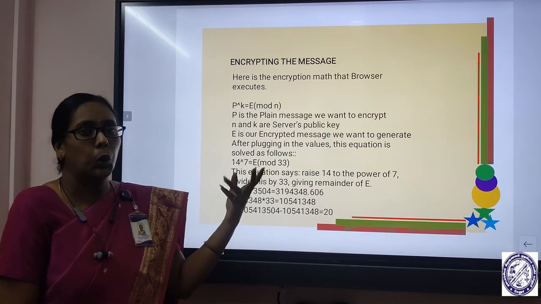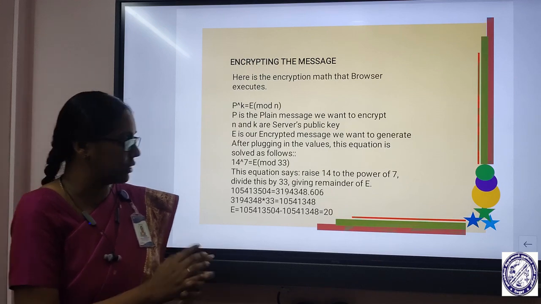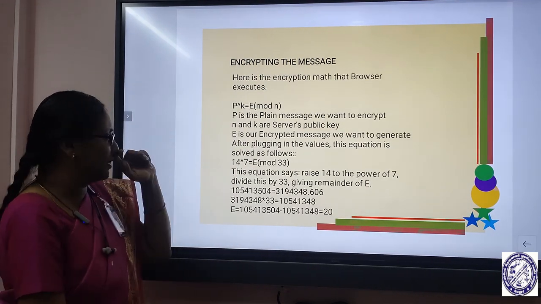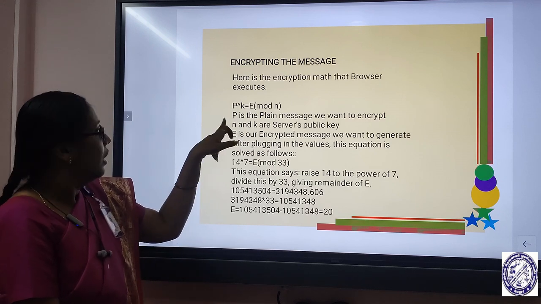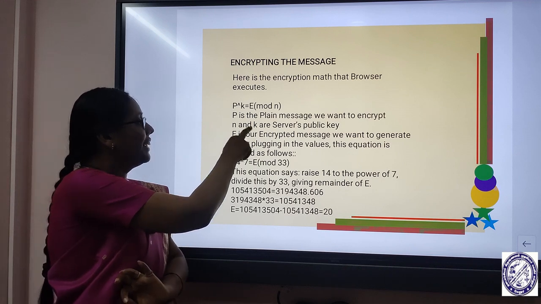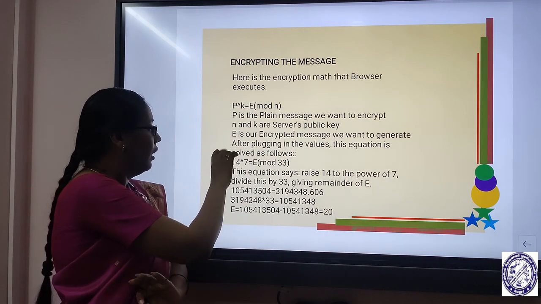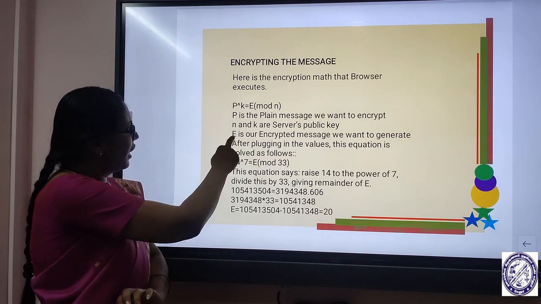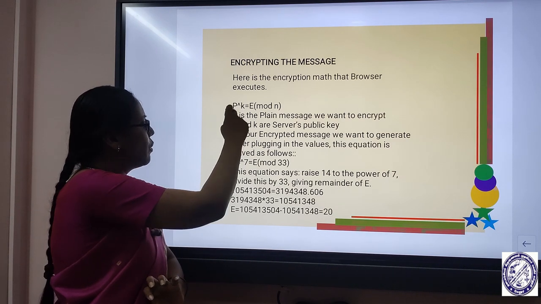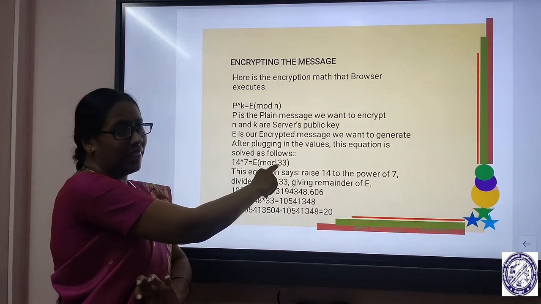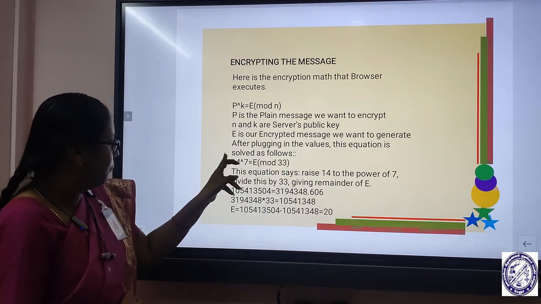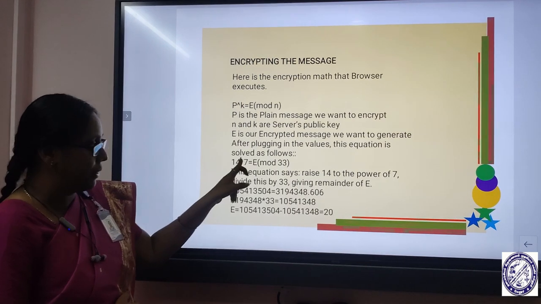This will encrypt to give some value as the ciphertext. So here E is the encrypted message. We get the final answer. We need to substitute k and n here. So n and k are the server's public key. We already saw that. Then here I substitute p equal to 14, k equal to 7, n equal to 33 in the formula.